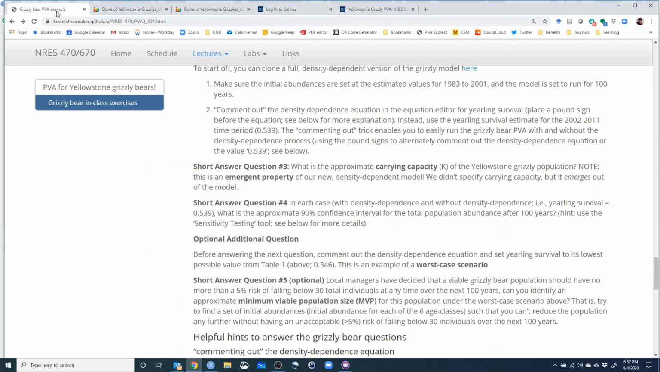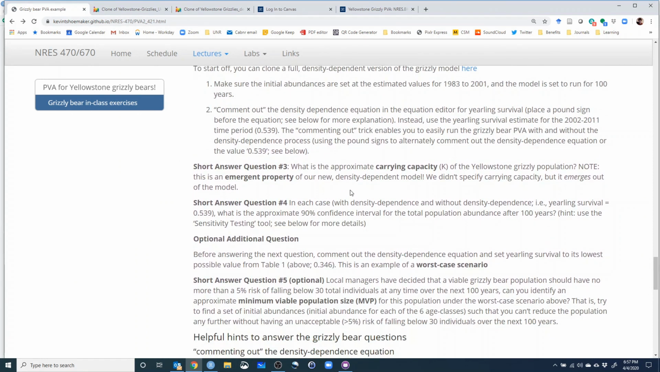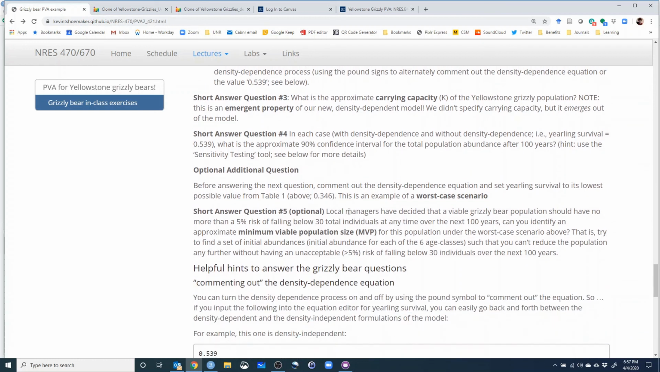Let's go back here and finish going through the assignment. We can go back and forth, run the model with and without density dependence, and answer the following questions. First of all, what's the new carrying capacity? What's the carrying capacity of the grizzly bear population in Yellowstone Park? You're going to want to use the sensitivity testing tool to do this.